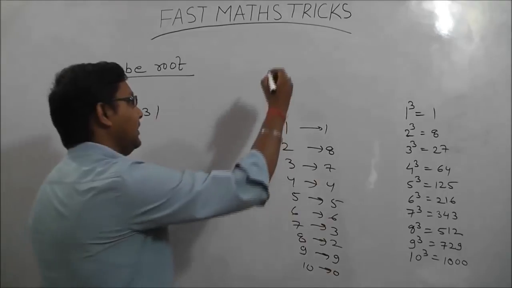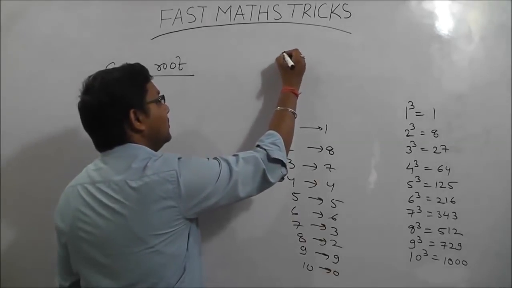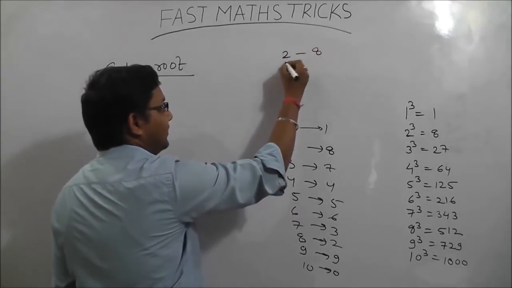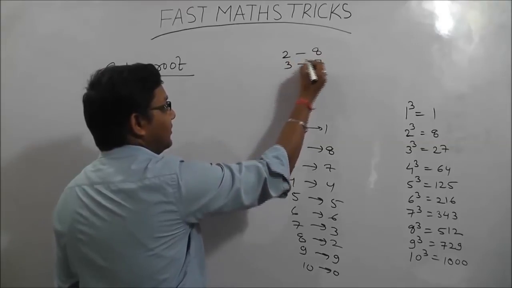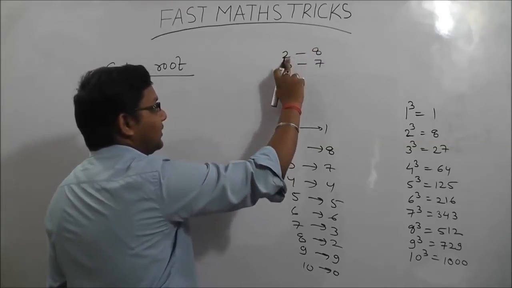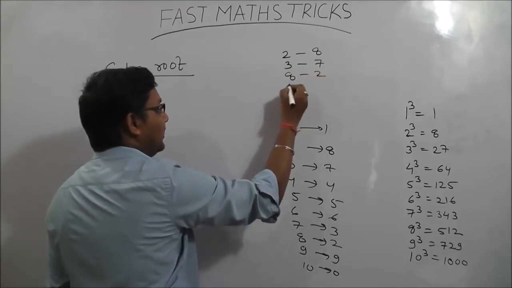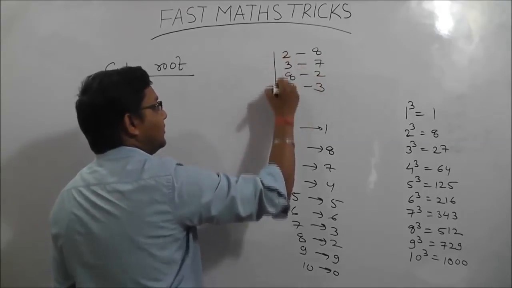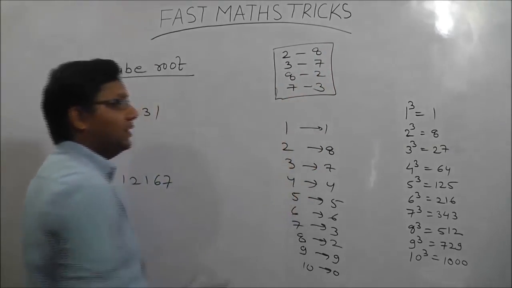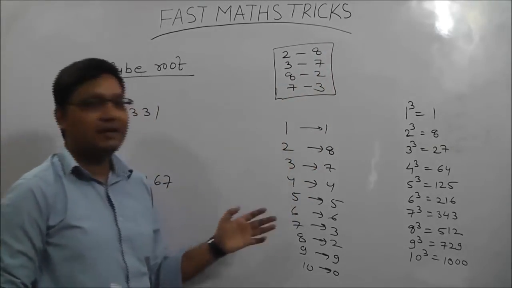A number ending with 2, then the square will end with 8. 3, then 7, and the opposite of that, 8 and 2, and 7 and 3. These 4 things you just have to remember. And all those numbers are having the same digit.